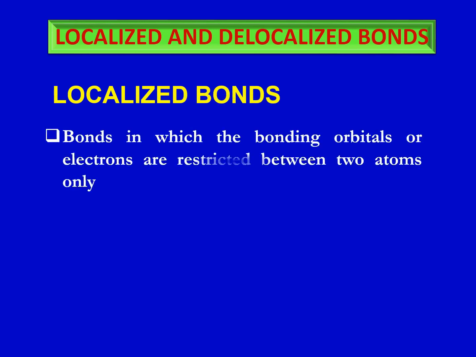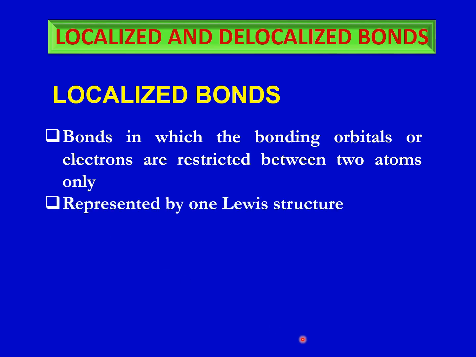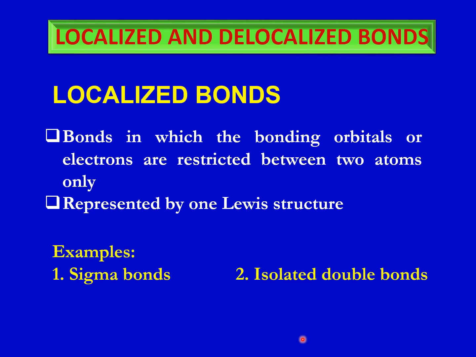So localized bonds are those in which the bonding orbitals or the electrons are restricted between two atoms only. You find orbitals or electrons which are localized between two atoms, and such bonds are known as localized bonds. Molecules which have such bonds can be represented by only one Lewis structure, and examples are sigma bonds and isolated double bonds.